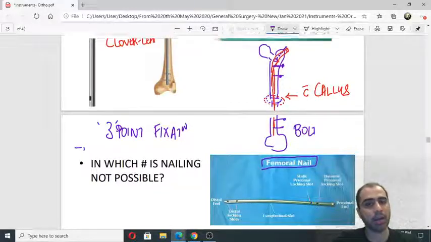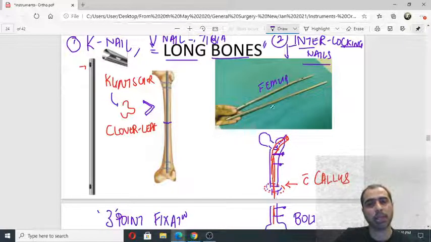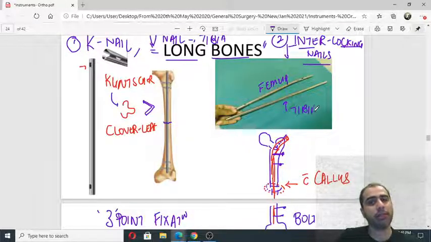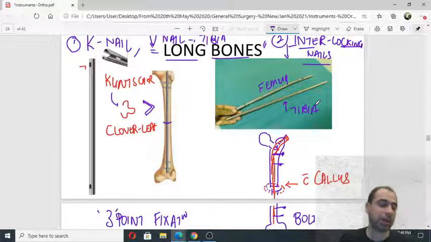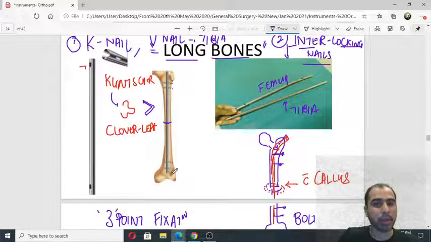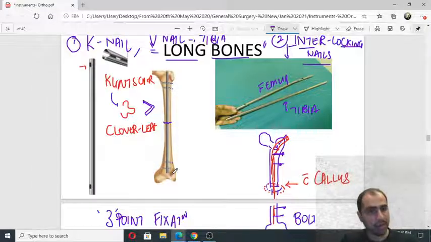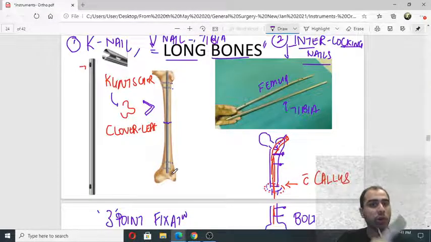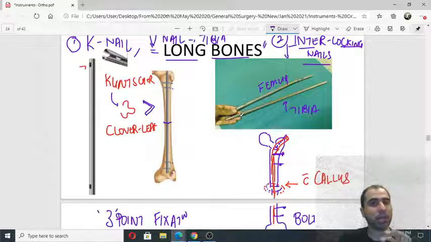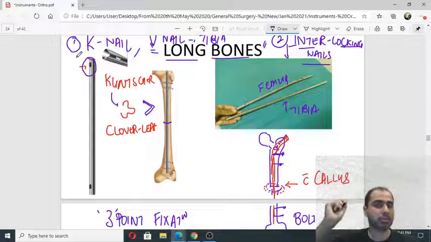Which is why interlocking nails, like this curved one is going to go in the curved bone, so this is going to go in the femur. The straight one will go into the straight bone, that is tibia, because they don't need 3-point fixation. Their fixation is with the help of the screws or the bolts. The screws are keeping the nail in place. For a curved bone, curved nail, for a straight bone, straight nail. How will you differentiate? It will have many slots for putting the bolts versus a K nail which will have only one eye just to remove it.